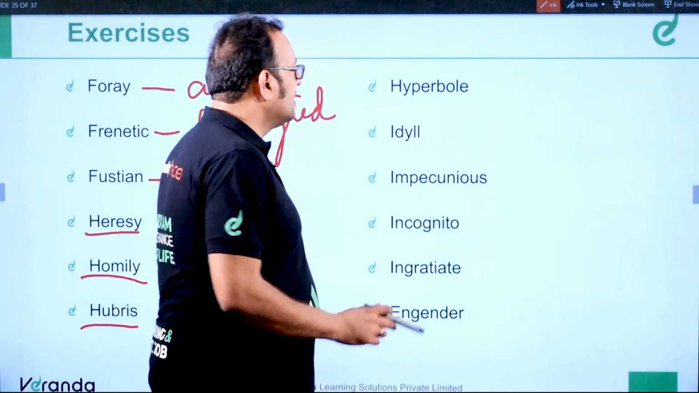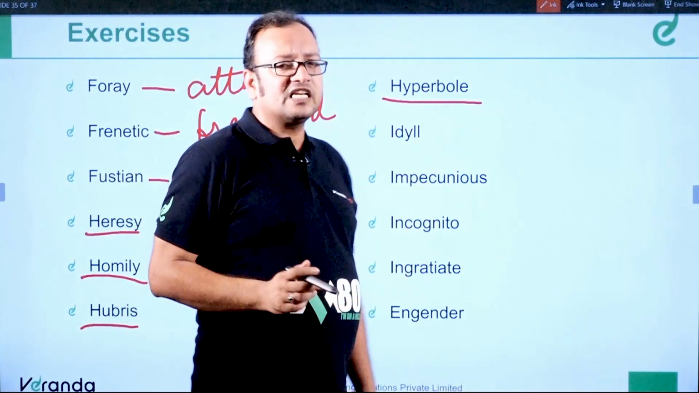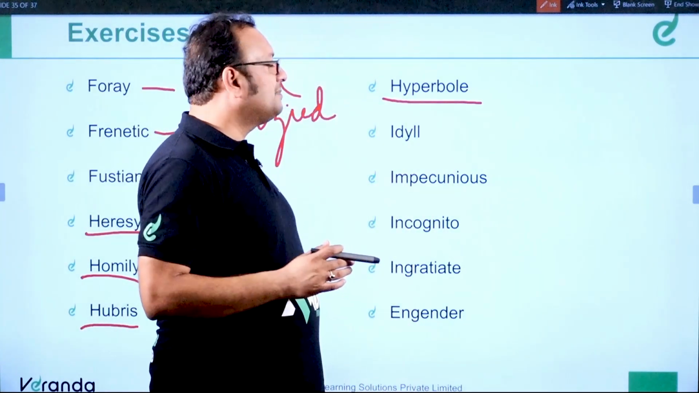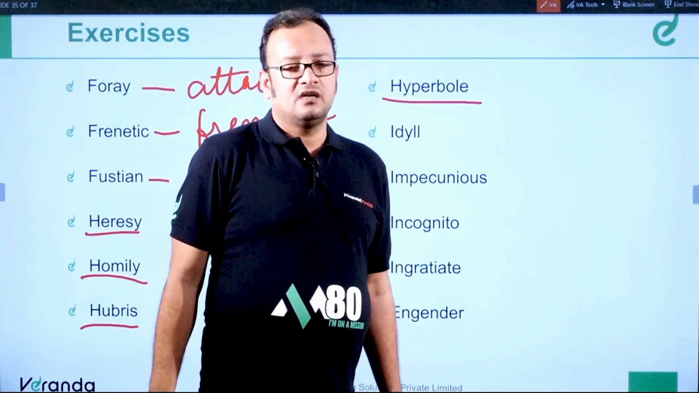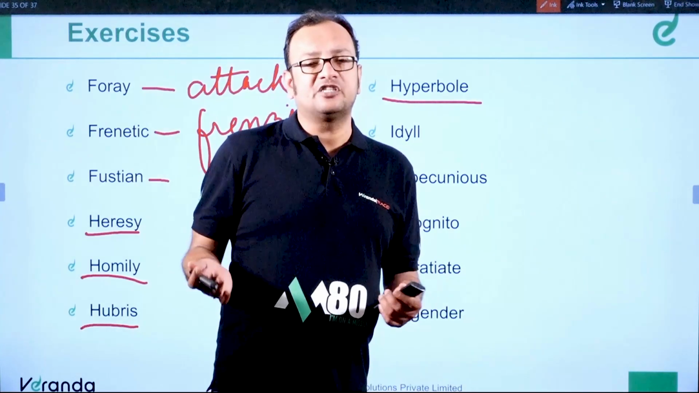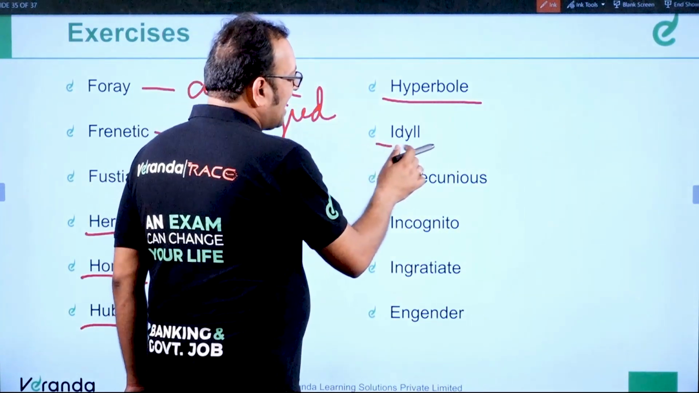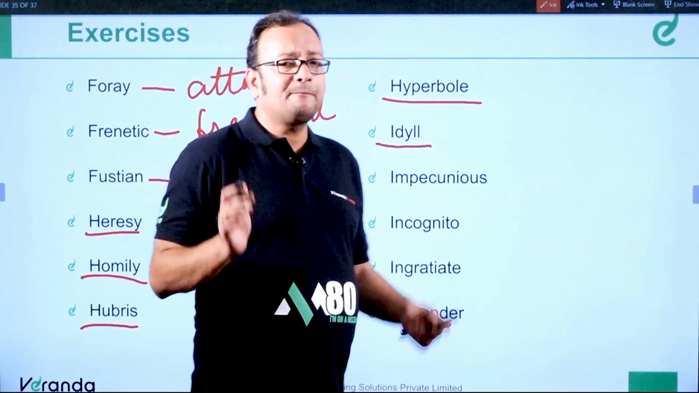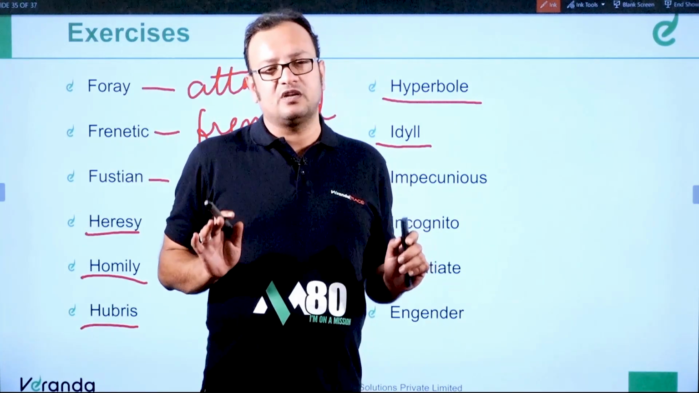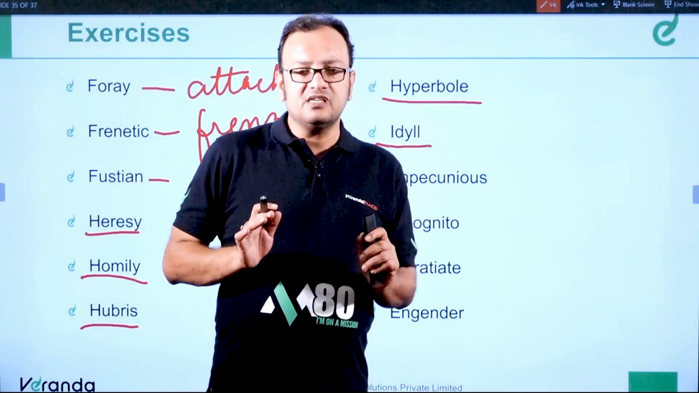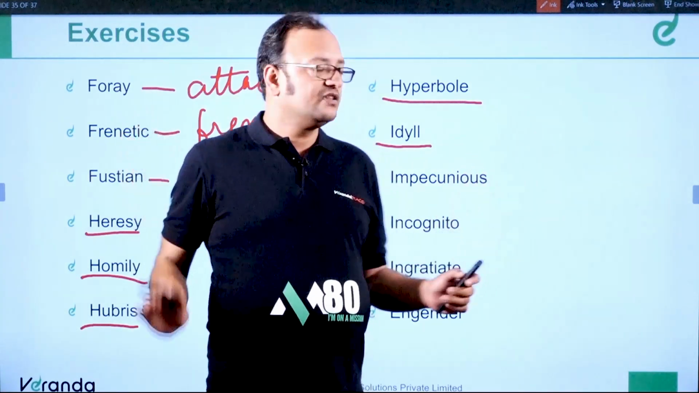Moving ahead, hyperbole. It's a figure of speech used as a poetic device. Hyperbole is basically an exaggerated use of words to describe a situation or a person. So it's known as hyperbole. Next is idyll. Idyll means a blissful period when everybody is enjoying themselves. A situation or a duration in which everything is blissful is known as idyll.